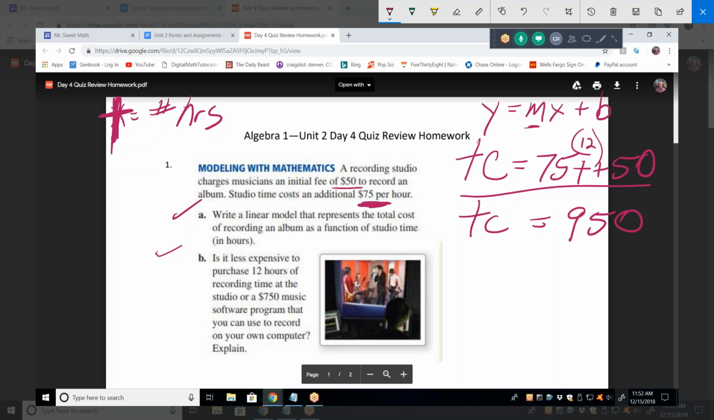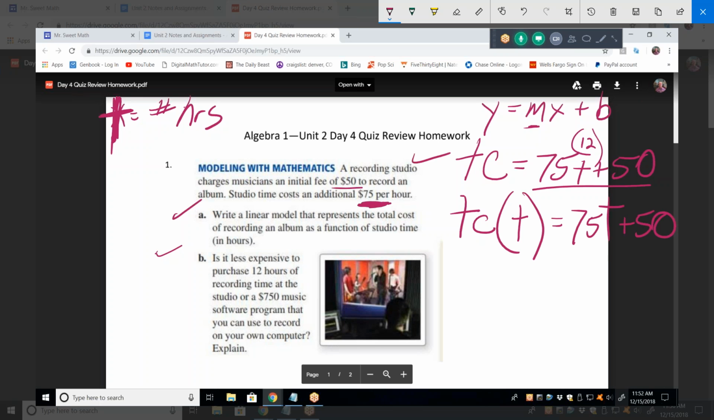Now, a nicer way to say that, let's back up just a second. I want to make sure you understand this notation. If the equation said total cost as a function of time equals 75t plus 50, that's a better way than writing that, and it's still in the same format. It's just using function notation. And so when they say 12 hours, what that means is TC evaluated at 12. And that's what's equal to $950.